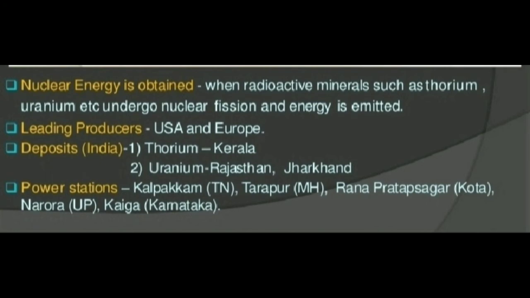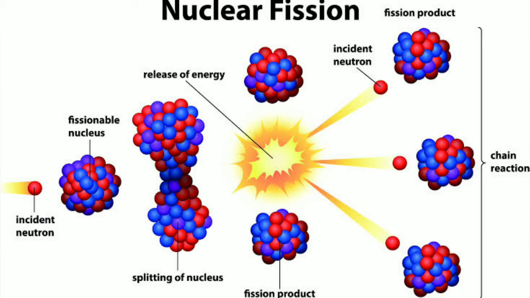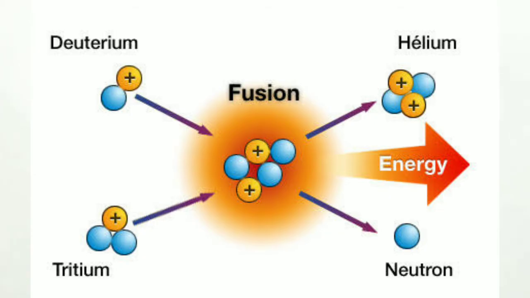Nuclear power or energy is basically obtained from radioactive elements by the process of fission or fusion. Fission basically means when one atom is split into two different atoms to generate power, and fusion means the combination of two atoms to get a single atom to obtain nuclear energy.